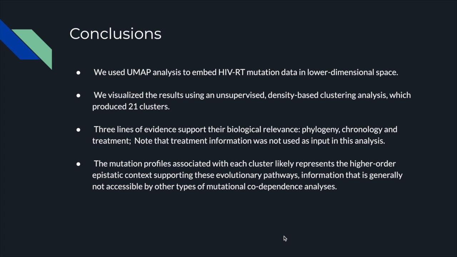By the end, we've used UMAP analysis to embed HIV-RT mutation data in lower dimensional space. We've visualized these results using an unsupervised density-based clustering analysis, which produced 21 clusters. 3 lines of evidence support the biological relevance of these clusters: phylogeny, chronology, and treatment. And remember to note that treatment information was not used as input in this analysis. The mutation profiles associated with each cluster likely represent the higher order epistatic context supporting these evolutionary pathways, which is information that's not generally accessible by other types of mutational codependence analyses.